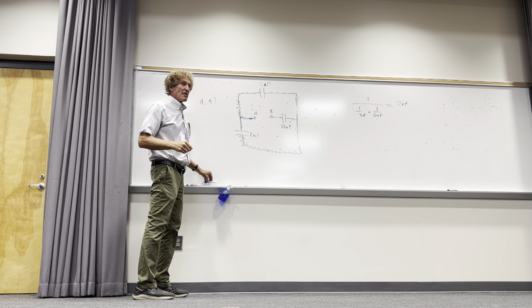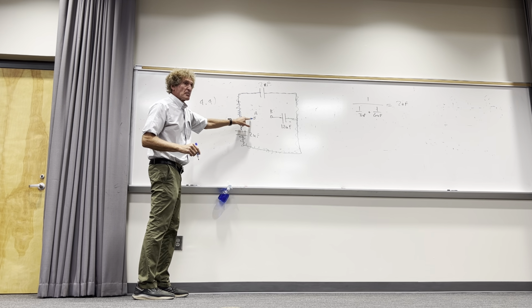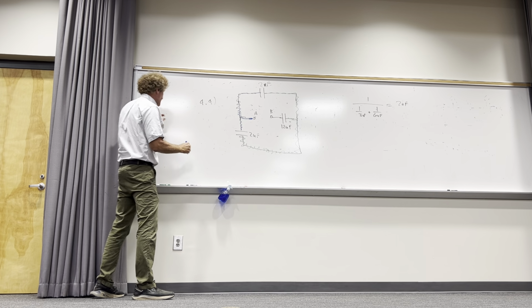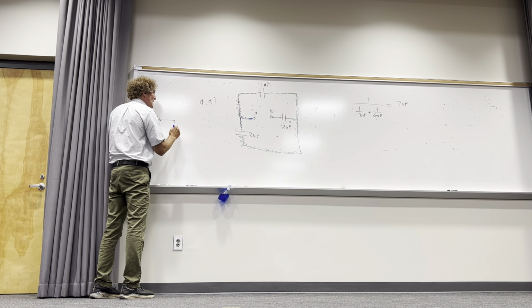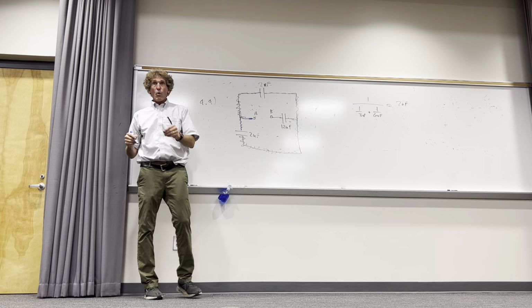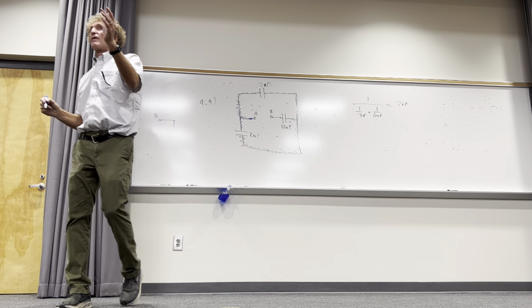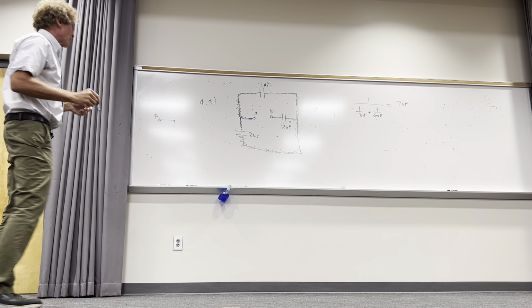So if they're in parallel, I'm going to do a redraw. You see that off of terminal A, I have this and this in parallel. Do you see that? So here's my terminal A. I just put it anywhere. And I'm going to have a parallel combination of 2 and 2, or parallel 4 microfarads. How many see that? Got 4 microfarads.